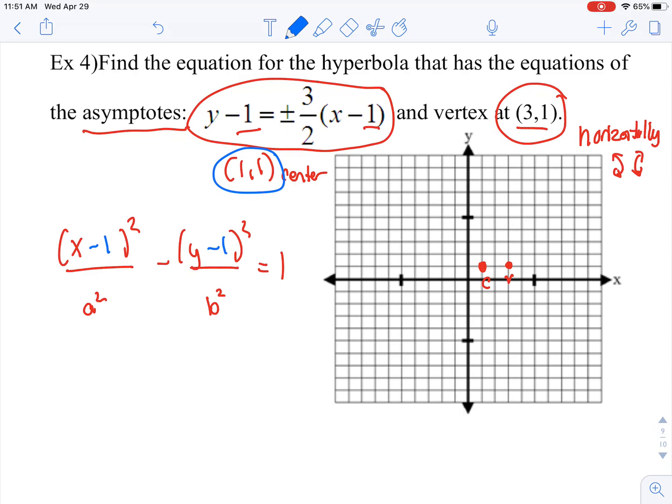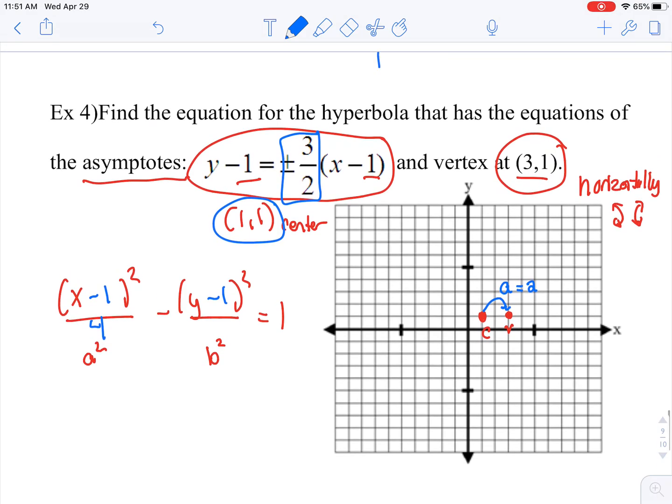As for your a and b values, you do know that the distance from your center to your vertex is a, which means your a value is 2. So I can plug that in right away. If a is 2, then a squared is 4. Now I just need my b value. Remember your slope. Your slope in the asymptote was either b over a or a over b. Every time we wrote the slope, it was one of those two, plus or minus, of course. Since we've already established that the a value is 2, then that means that this denominator must be the a value, and therefore this numerator must be the b value. And so if b is 3, then b squared is 9.